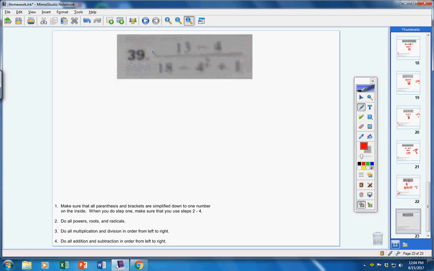Number 39 gets a little blurry, but you can look in your book there if you need to and make sure you can see all the numbers. Let's simplify the numerator first. 13 minus 4 is 9. Now let's simplify the denominator. I don't see any parentheses or brackets, but I do see an exponent. So I have 18 minus 16 plus 1, because 4 squared is 16. 4 times 4 is 16. 18 minus 16 is 2. And 2 plus 1 is 3. So the entire denominator becomes 3.